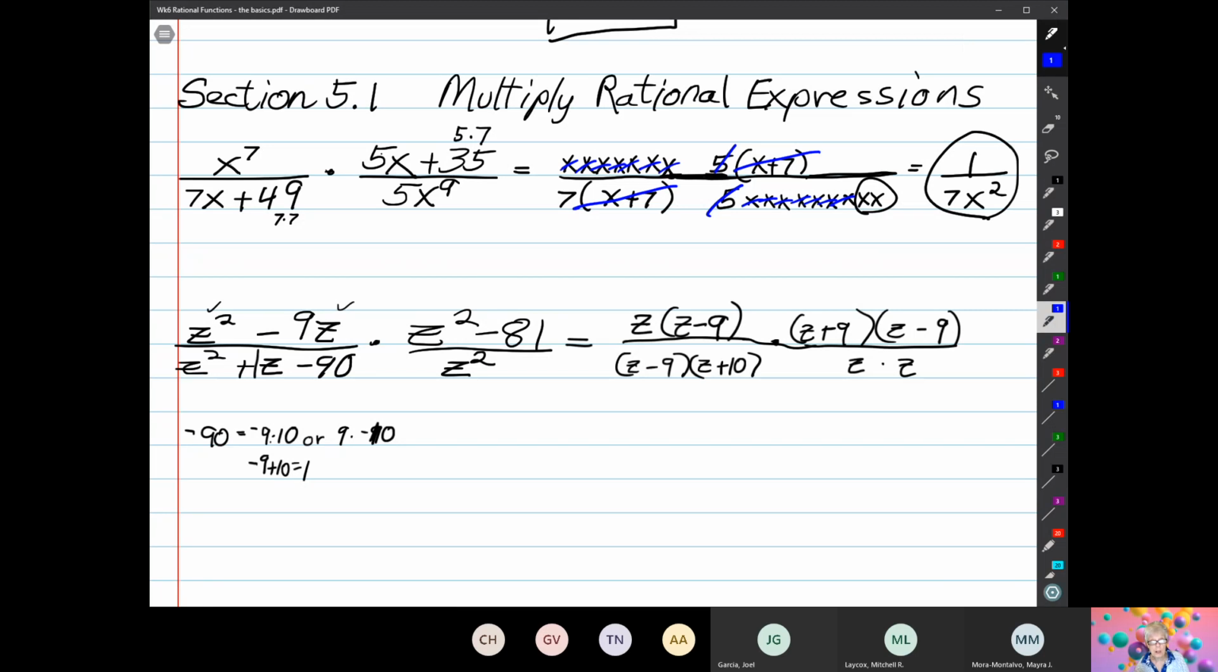I usually go left to right. This z will cancel this z. Now look, z minus 9 up here will cancel z minus 9 down here. So you can cancel that way too. That means I'm still stuck with that z minus 9, and I can't get rid of it because I also have a z minus 9 here. What are you going to do? And it ends up that that's all we can cancel.